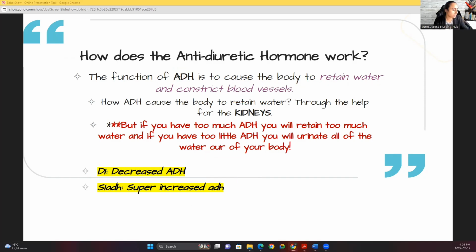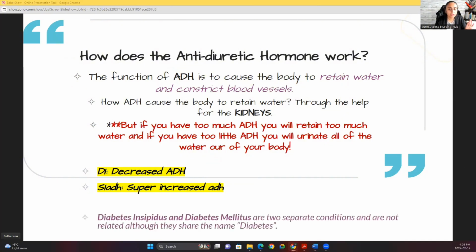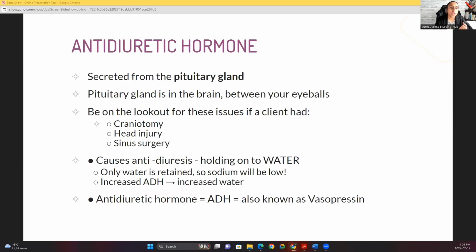But otherwise, there is absolutely no relation between diabetes insipidus and diabetes mellitus. Got it? So they are two separate conditions and are not related. Even though they share the same name diabetes, it is due to the polyuria. Now let's discuss more about antidiuretic hormones.